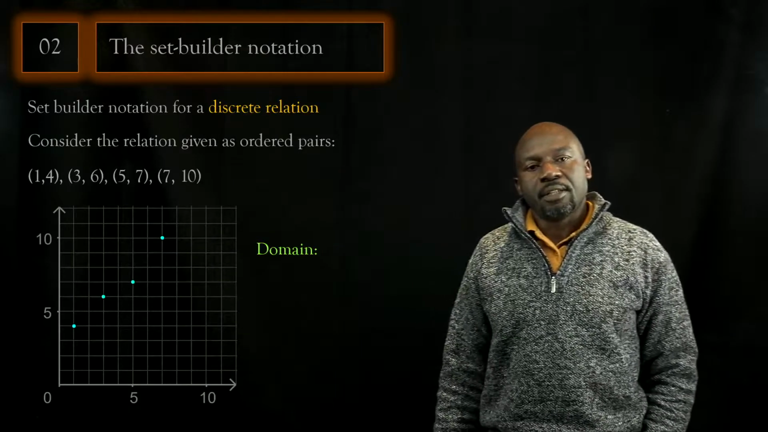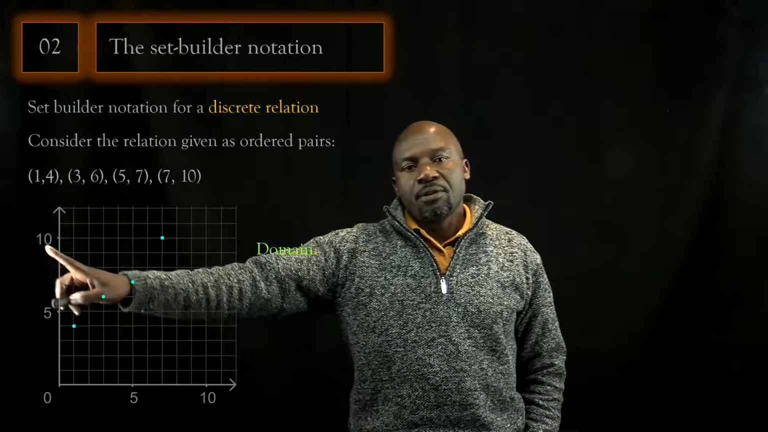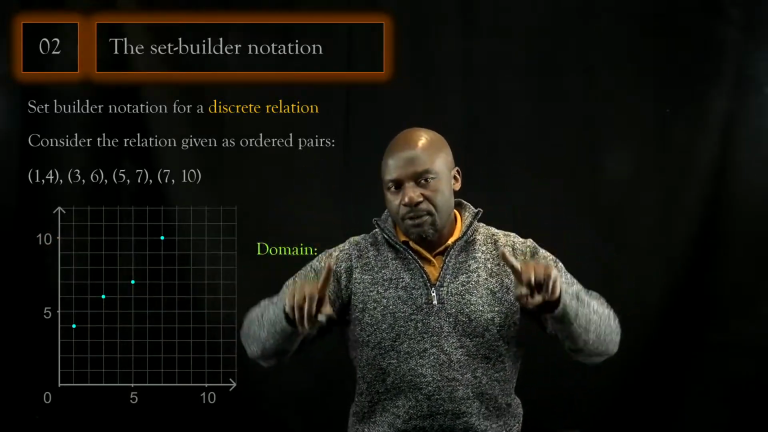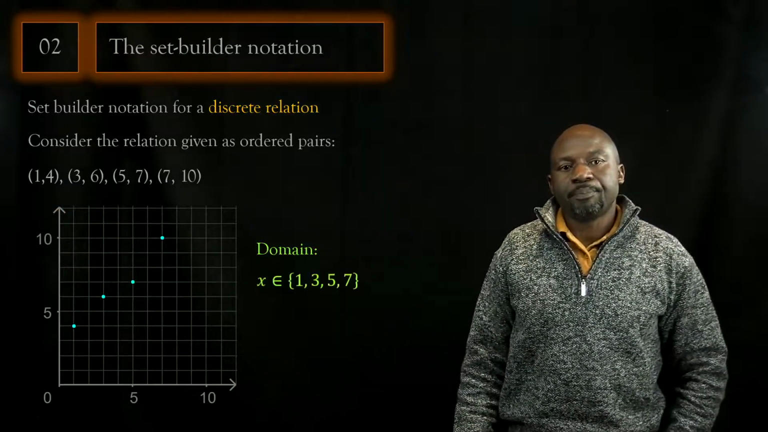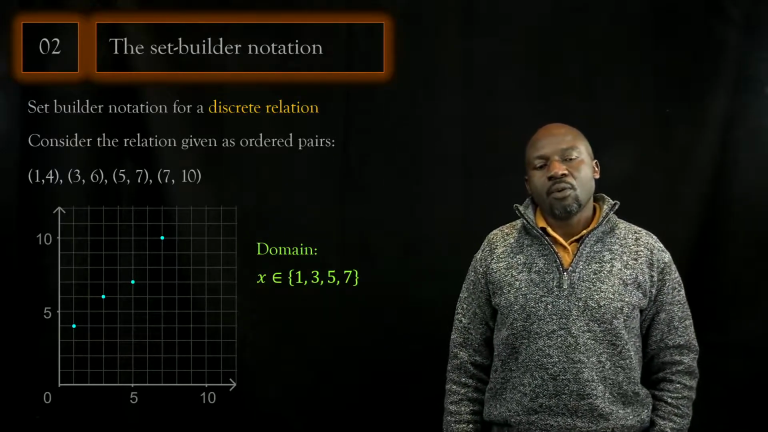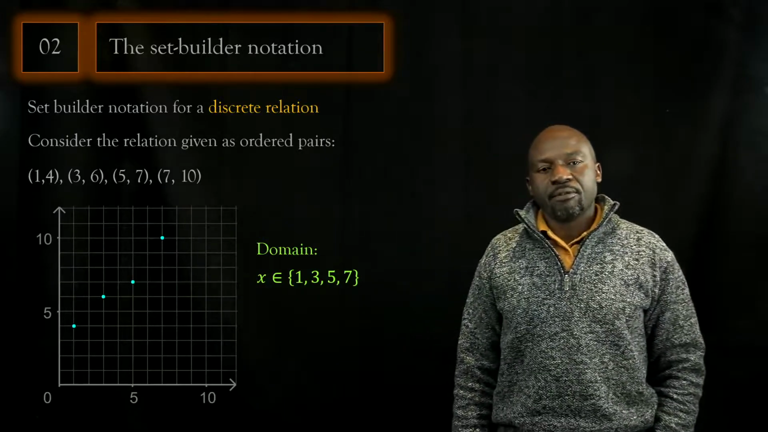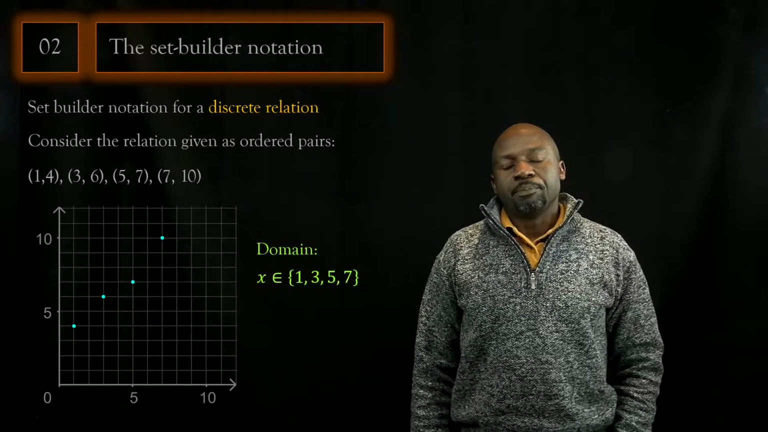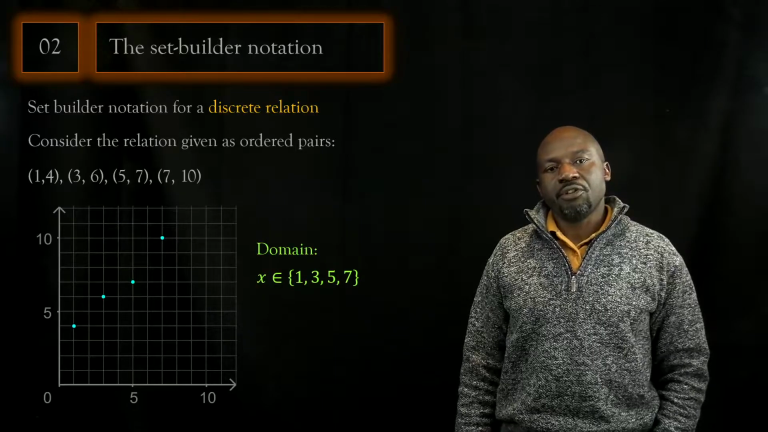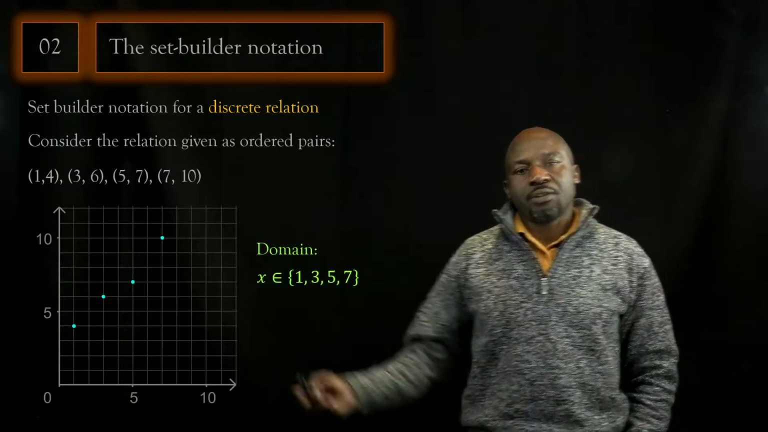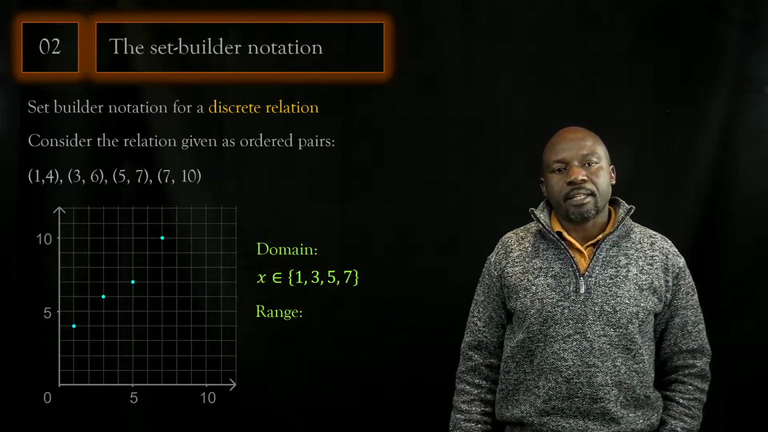The domain of this ordered pair must be the values of x, and then you put into a set notation those squiggly brackets, and we put the values of x. So we write x values are 1, 3, 5, and 7. And so that is a set builder notation for the domain of this discrete relation. Similarly, you can express the range of the discrete relation, and those are the values of y, again 4, 6, 7, and 10 in a set like that.